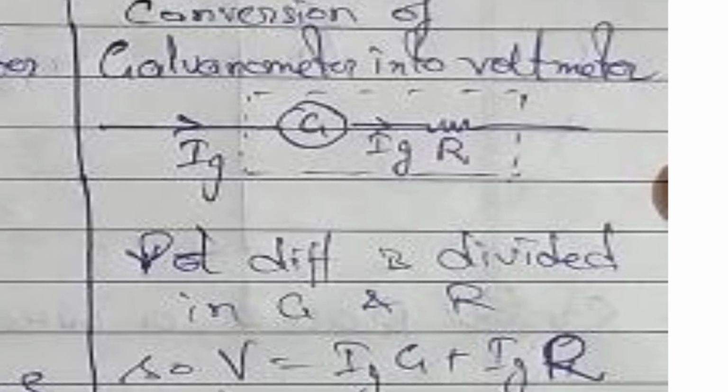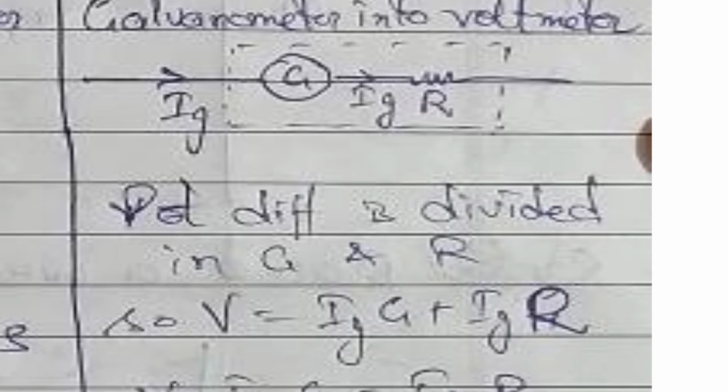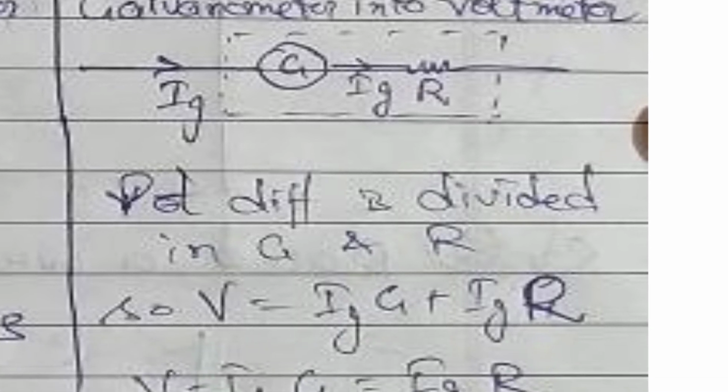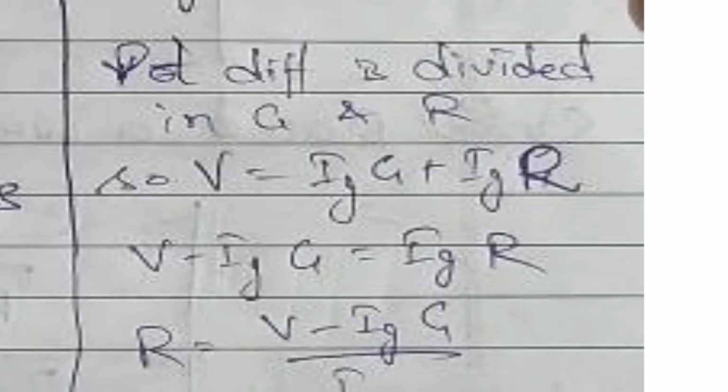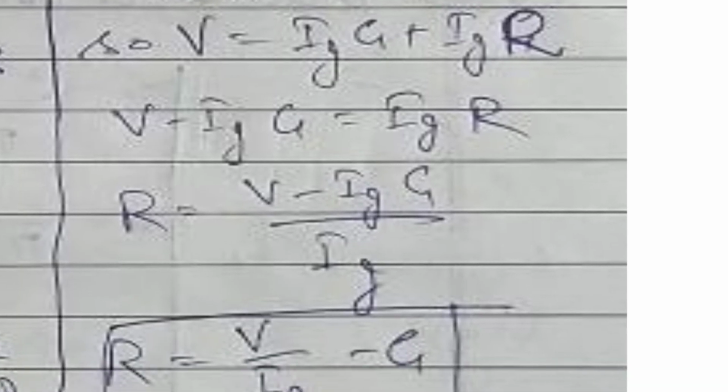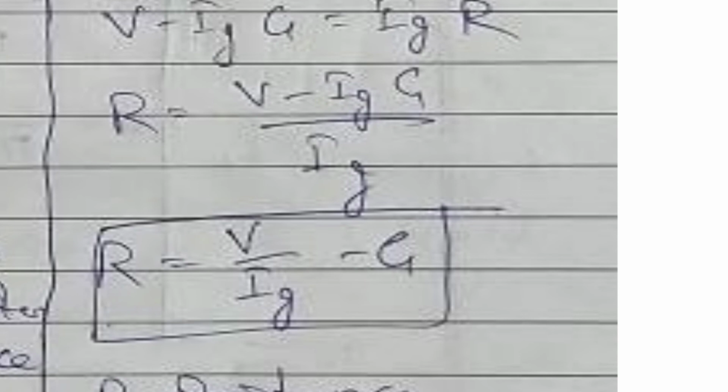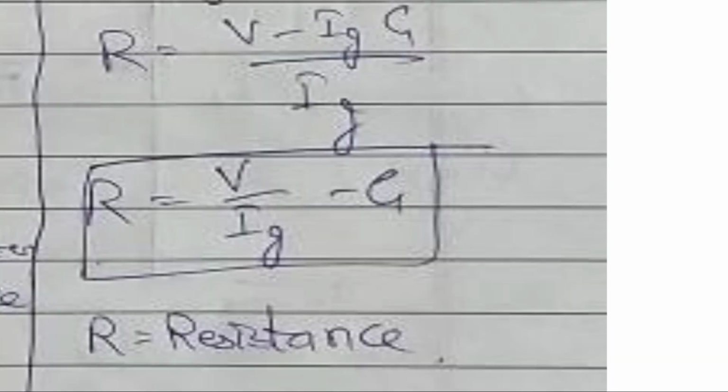If we want to convert a galvanometer into a voltmeter, we have to increase the resistance. So put a resistance in series with the galvanometer. The more the resistance, the more voltage we can measure. Here the basic theory is that the potential is divided across G and R. So use the relation V is equal to Ig into G plus Ig into R. Find the value of R, that is V upon Ig minus G. So R is the resistance that is connected in series with the galvanometer.